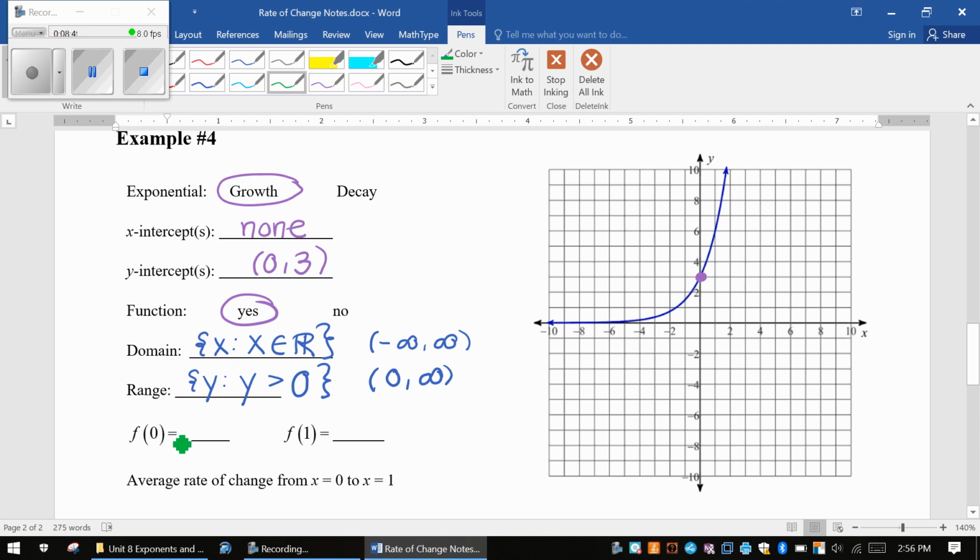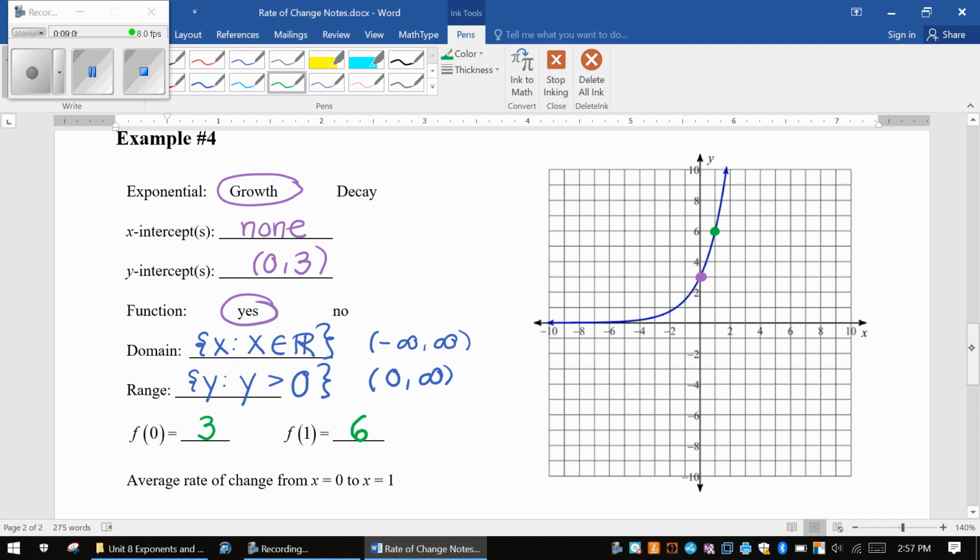Where is f of 0 on my graph? So f of 0 means my x is 0. That's at 3. So that was our y-intercept. f of 1 is right there at 6.